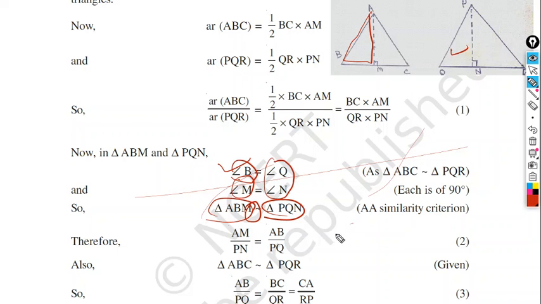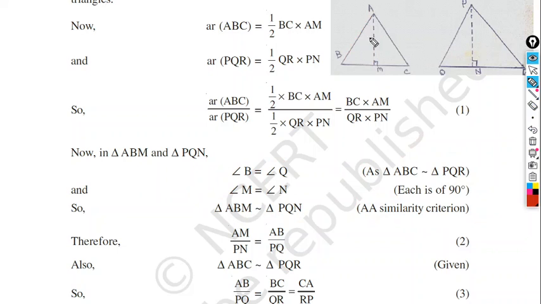PQN this triangle, and the criterion is the angle similarity criterion. Now you know that if two triangles are similar, the corresponding sides will be proportional. So now in these two triangles ABM and PQN, we will have AM by PN equal to AB by PQ, isn't it?